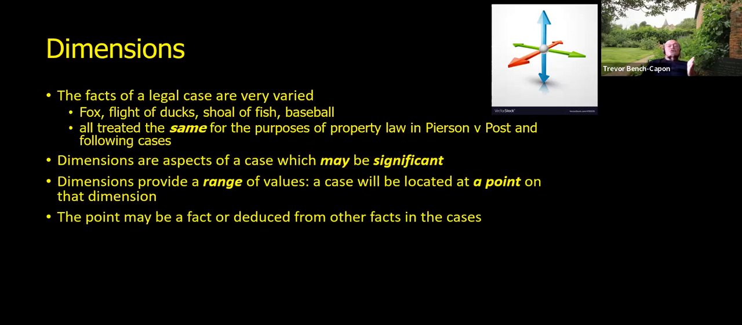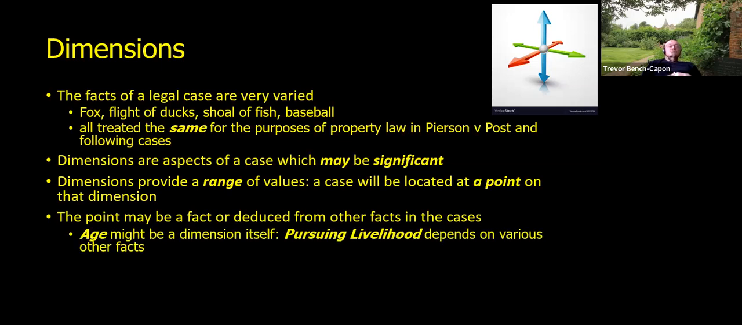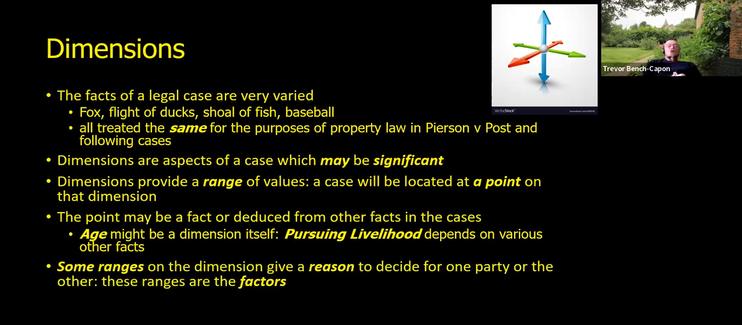The point may be itself a simple fact, or it may be deduced from other facts. Thus, age is a dimension, and my age is 68, which puts me at a point on that dimension. Pursuing one's livelihood, however, depends on other facts. The fact that I'm not being paid for this means that I'm not pursuing my livelihood. Now, some ranges on a dimension give us a reason to decide for one party to the dispute, and these ranges are the factors.